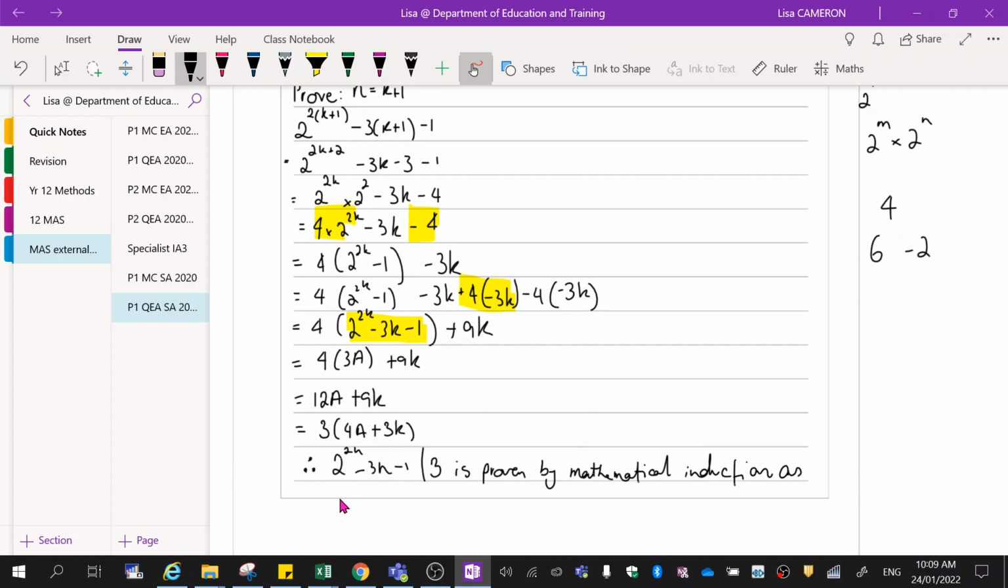as n equals 1 is true, n equals k is assumed true, and n equals k plus 1 is proven to be true also. You could also add in by mathematical induction on the end there.